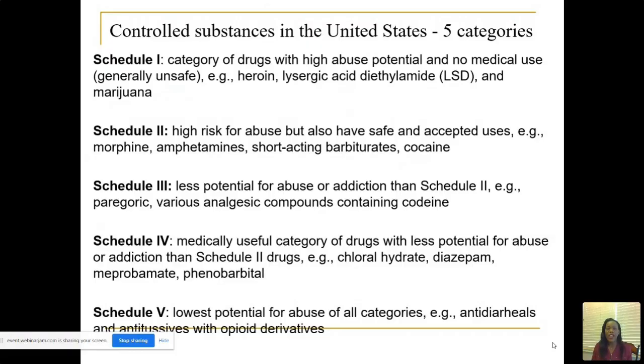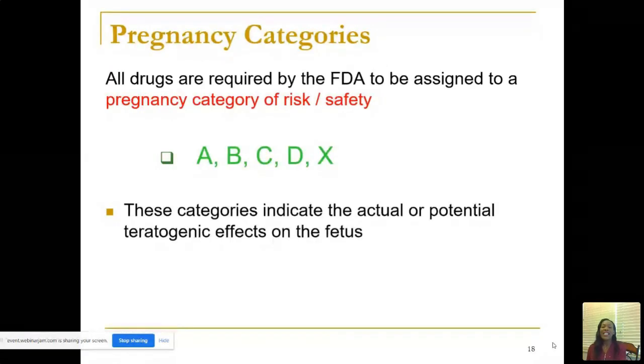Nobody. Okay, so that's what you need to understand. The higher up you go in the class, the more medical purpose it has and the less abusive it is. Okay, so that's your controlled substances. Now, pregnancy category.